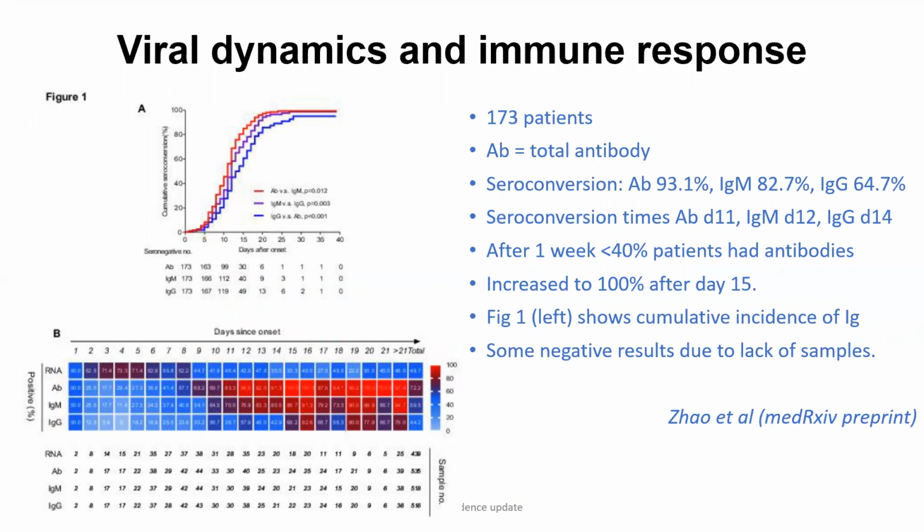They found seroconversion with total antibody in the majority of patients, slightly less in IgM and about 2/3 with IgG. Seroconversion times were on average by day 11 for total antibody, IgM day 12 and IgG day 14. At 1 week, less than 40% of patients had antibodies, which increased to 100% after day 15. So this is why the course of the disease is 1 to 2 weeks long, because the antibody response takes that long to kick into action. And the figure on the left there, figure 1A, just shows the cumulative incidence of IgG in the samples, showing how this gradually increases over time.